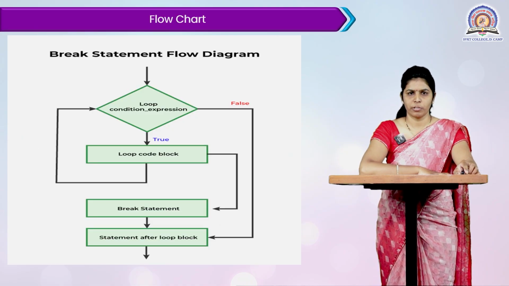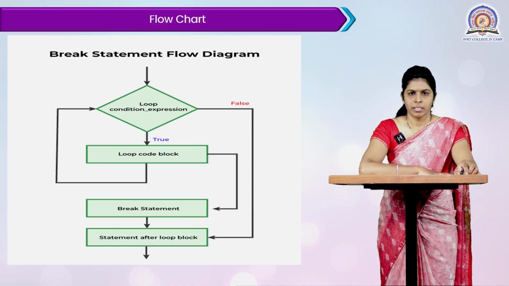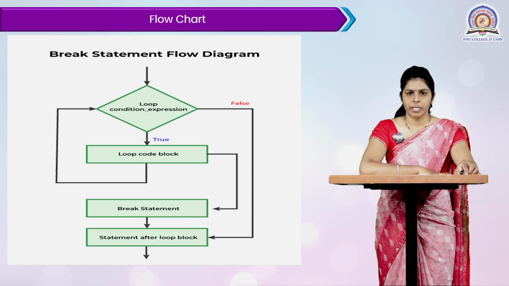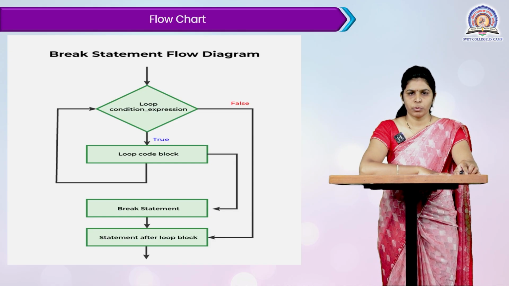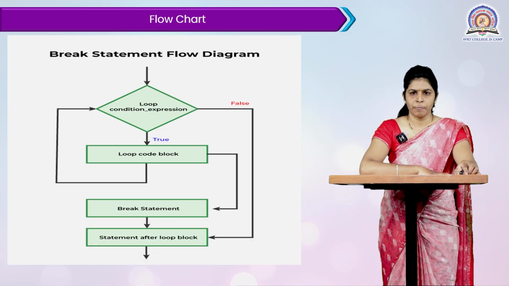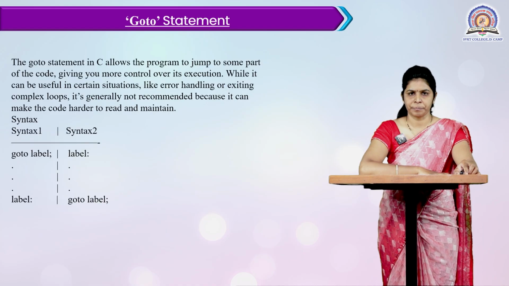Next, flow chart of the break statement. If the loop condition expression is true, then the loop code block executes and the condition of the expression is evaluated again. Otherwise, if false, the statement after the loop block is executed.